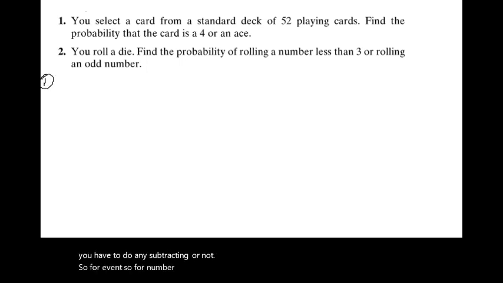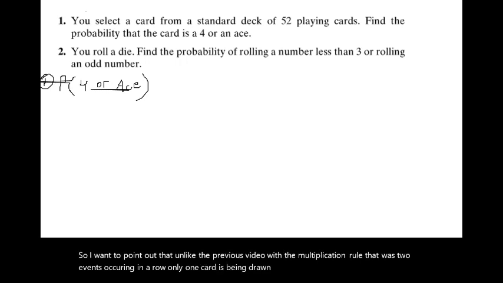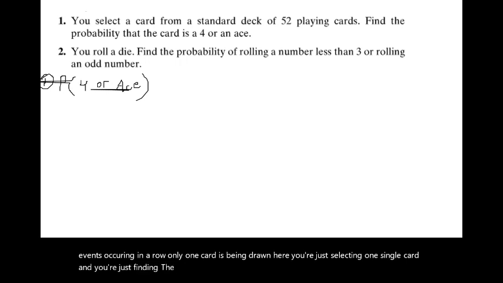So for number 1, you randomly select a card from a standard deck of 52 playing cards. We're going to find the probability that that card is either a 4 or an ace. I want to point out that unlike the previous video with the multiplication rule, that was 2 events occurring in a row, only one card is being drawn here. You're just selecting one single card, and you're just finding the probability that that card is a 4 or the card is an ace. But only one card is being drawn.